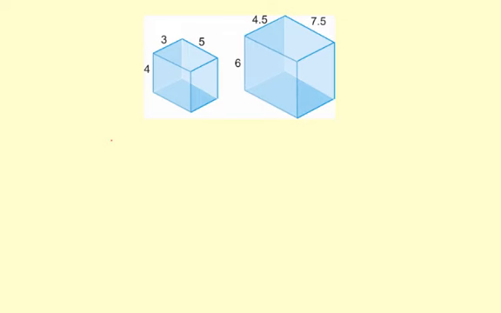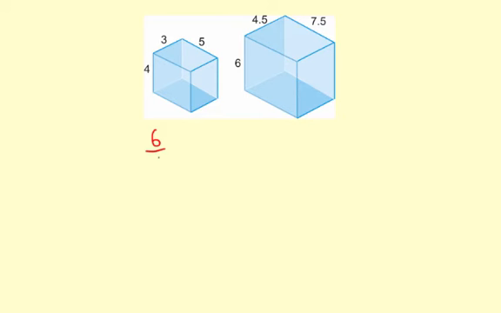So the big picture for this lesson is similar solids. Here are two rectangular prisms, and the first thing I want to do is figure out if they're similar or not. Now, similar solids, the corresponding sides all have the same ratio. So in other words, 6 to 4 should equal 4.5 to 3 should equal 7.5 to 5.